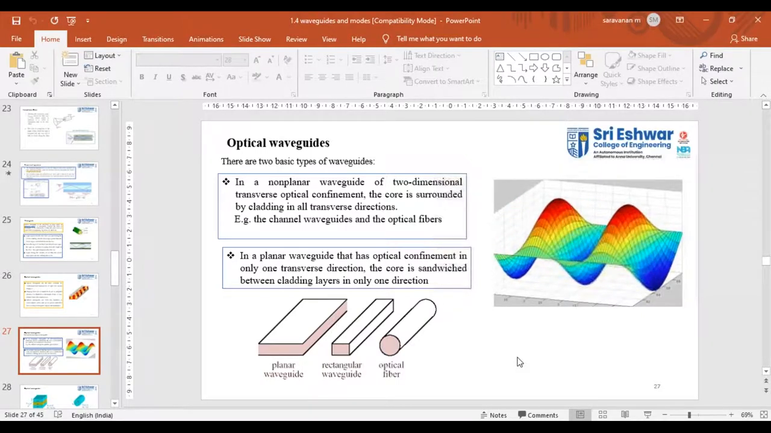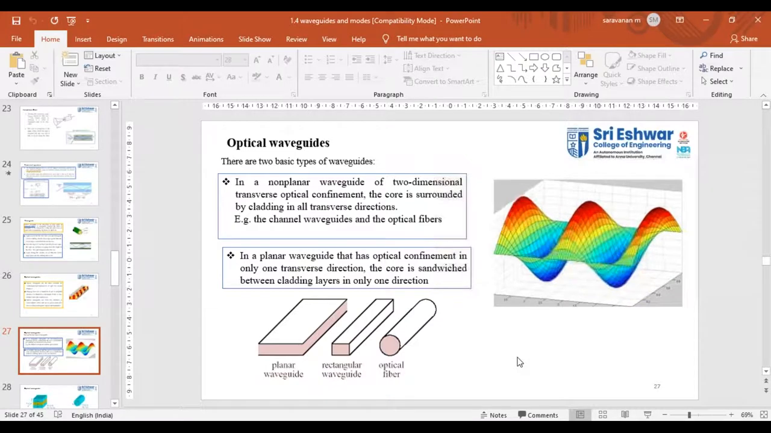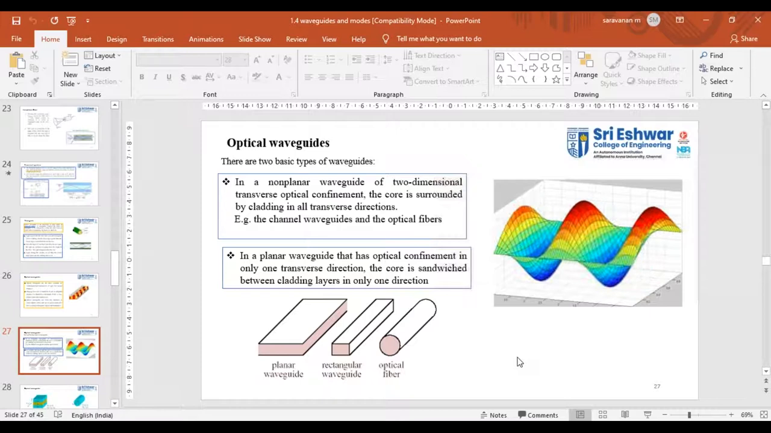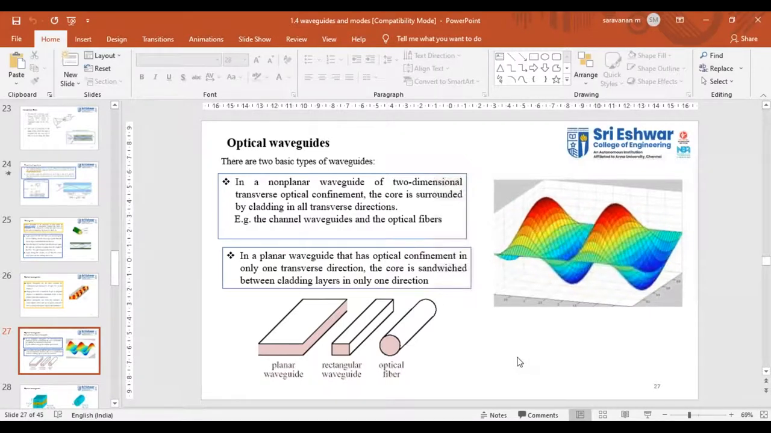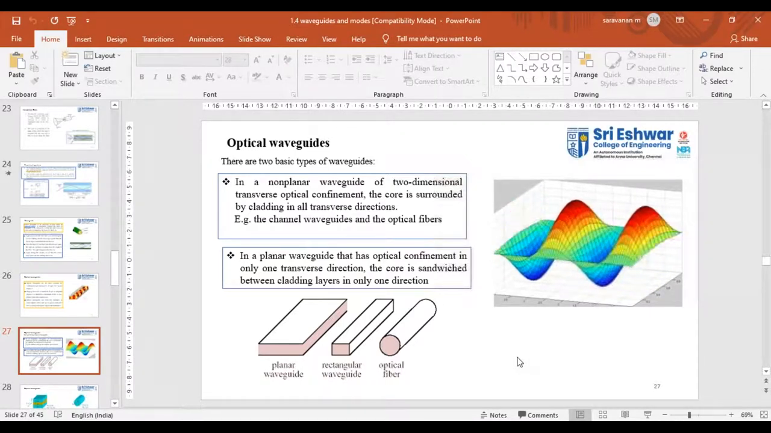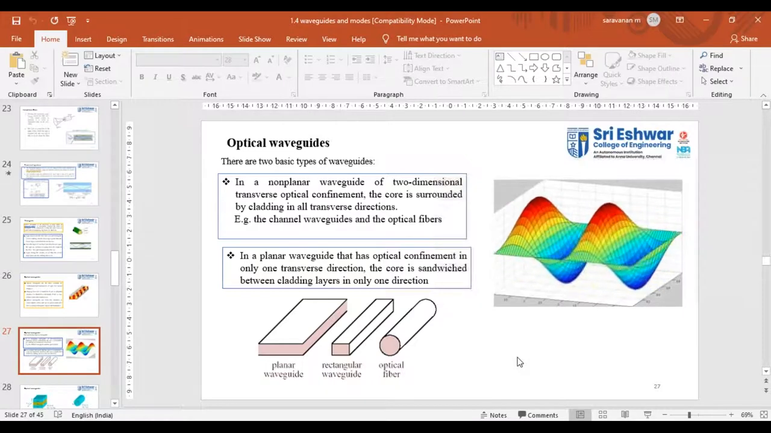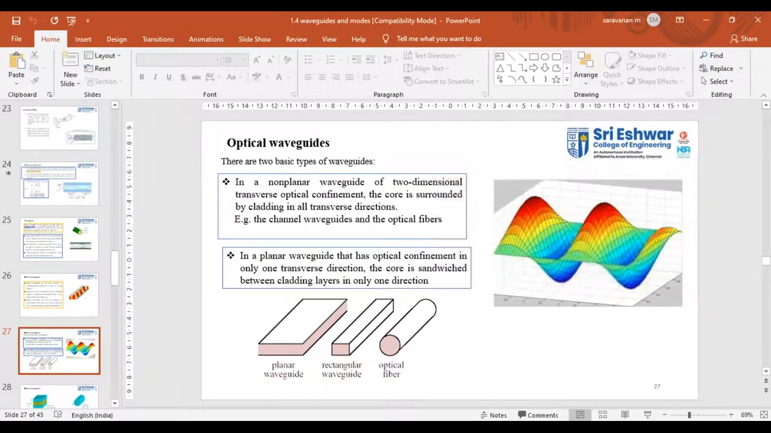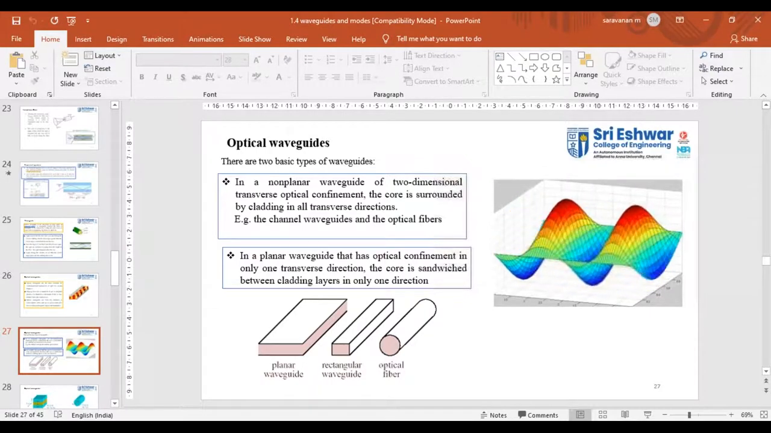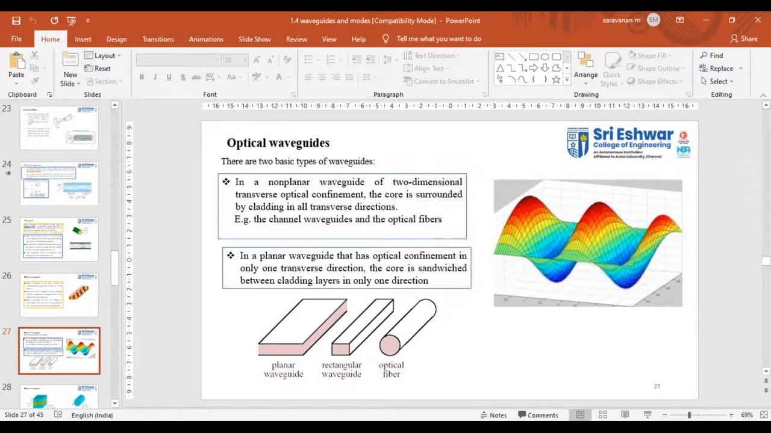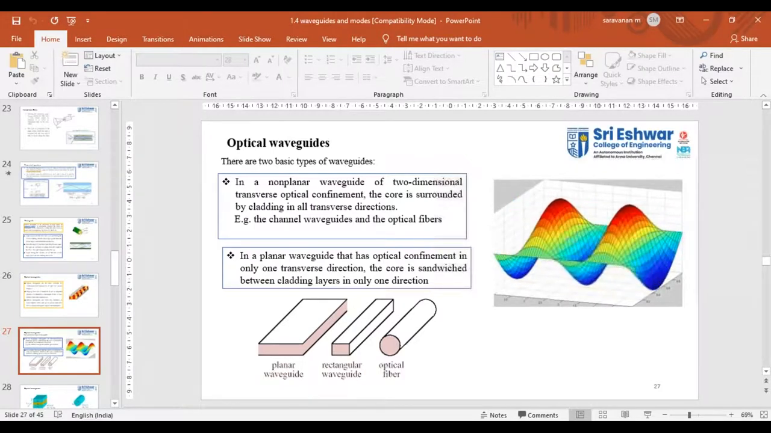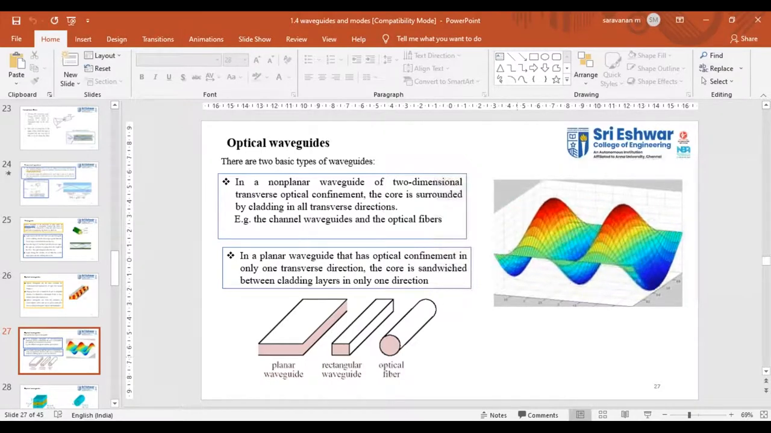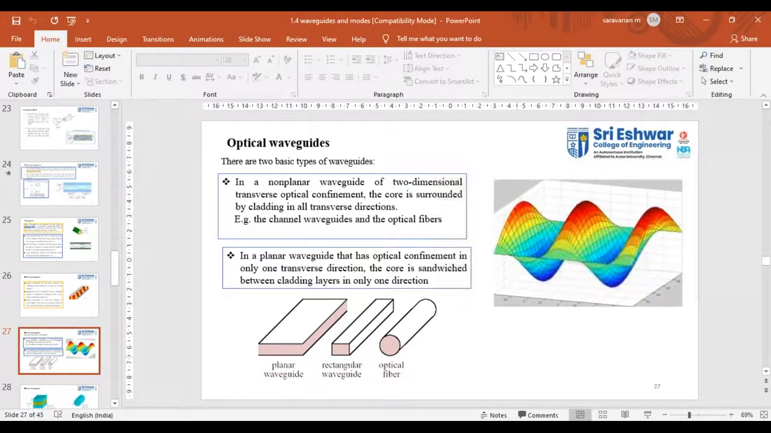The rectangular one means that all the sides are closed, and we are passing the wave through it. Then the optical waveguide, which we are familiar with, is the optical fiber. Based on this, we have non-planar waveguide and planar waveguide. Generally, non-planar is two-dimensional, while planar has only one transverse direction. If it is a single sine wave, we get mode one only, then mode two, mode three, and in the same way the waves are confined there. Try to understand this.